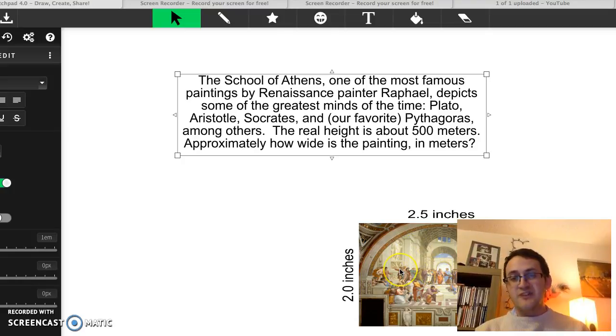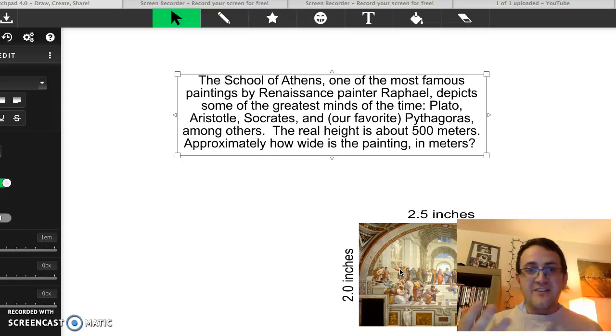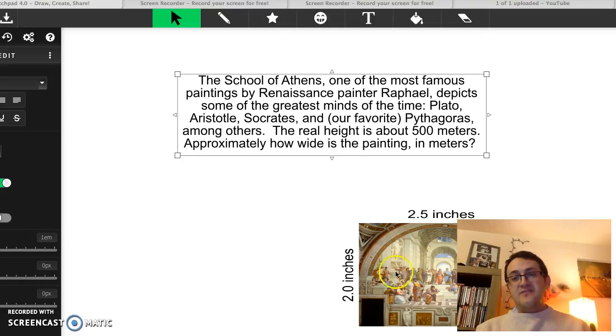Actually, the original geometry class in ancient Greece. So we have the great minds of Plato, Aristotle, and Socrates, and my personal favorite, Pythagoras. And they are doing philosophical discussions and geometry.